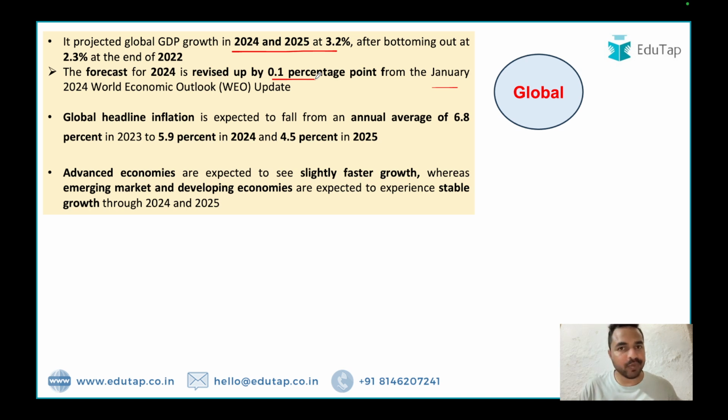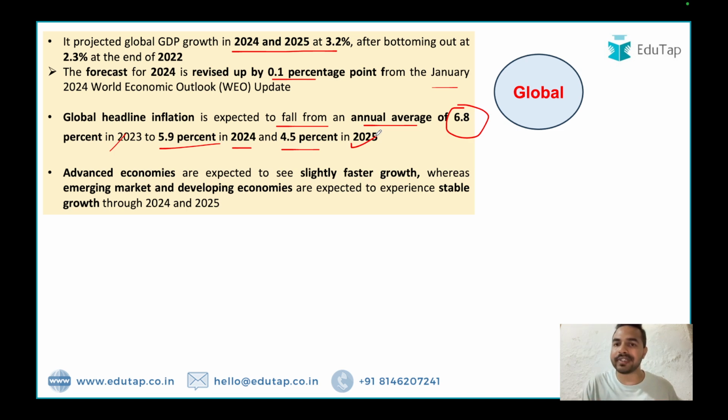As we have already covered the inflation part for India as well, now we will be covering the global headline inflation at the global level as well. Let me tell you that it will fall from an annual average of 6.8%. See guys, it will fall from 6.8% in 2023 to 5.9% in 2024 and 4.5% in 2025. So global headline inflation is going to reduce.